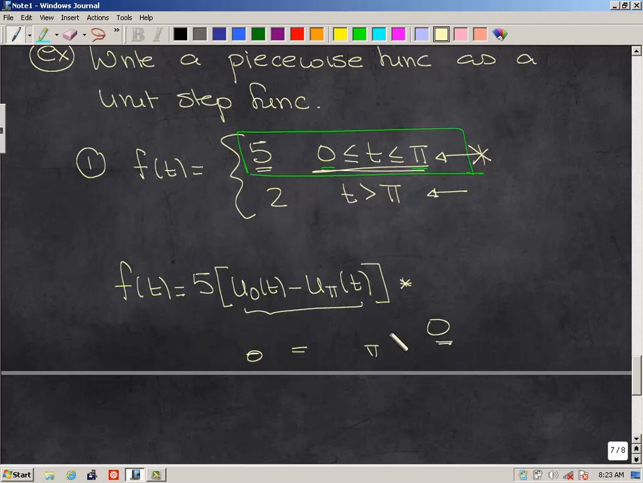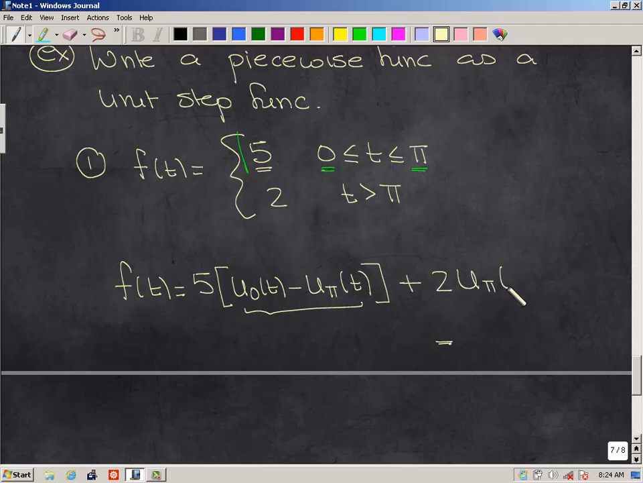But we're not done because we still have to worry about the second piece. So let's do that. The second piece is on when t is greater than pi. So we go plus 2 times u of pi of t. So let's see if that makes sense. What does this mean? This means that this piece comes on at pi. That means until pi it's 0, and after pi it's 1. That's what u is. So to the left of pi, 2 times 0 gives you 0. And to the right of pi, 2 times 1 will give you 2, which is what we want. To the right of pi, we want it to be 2.